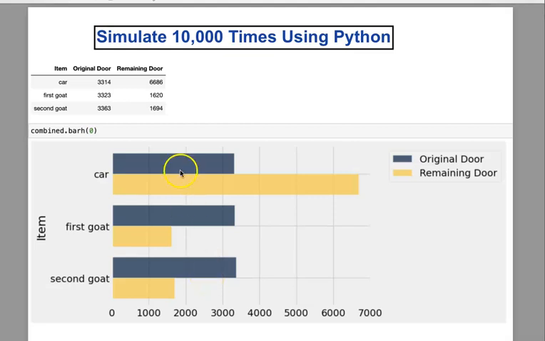So that's why we show it in the histogram. You can see the blue is your original. They all have a similar chance of 1/3. But if you decide to switch after the reveal, your chance to get the car actually becomes 2/3, almost 2/3. Okay, so that's the review for our probability.